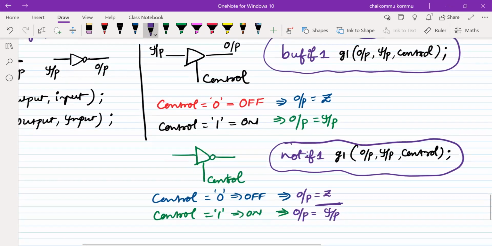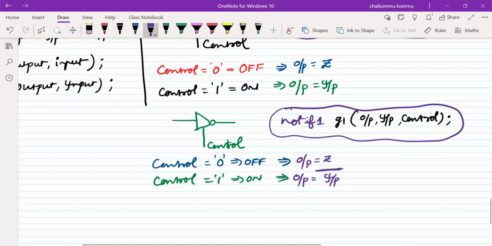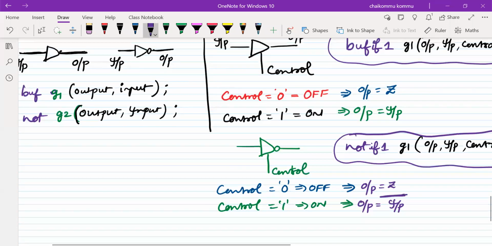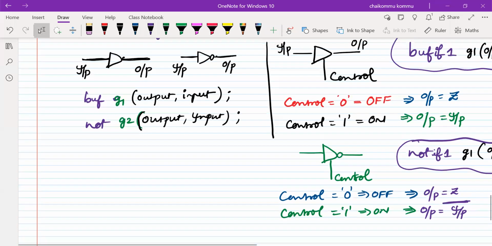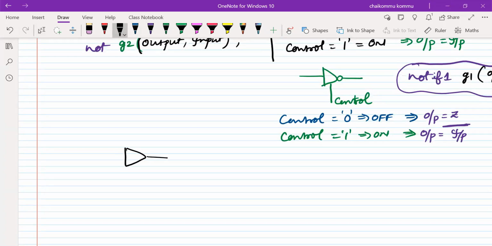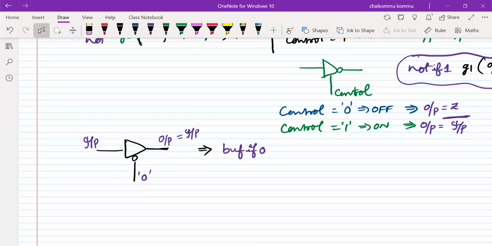So another flavor is also there. We have other gates as well. For example, you can write it in this way. This is called bufif0. That means whenever you are applying logic 0, which means that this gate is on, whatever the input is, that input will go as the output signal. I hope you can understand this point.